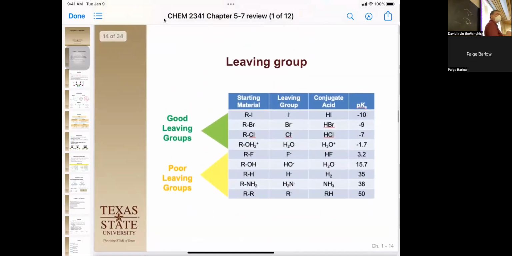Okay, this is the same chart. These are leaving group effects. Again, the weaker the base they are, the better the leaving group. Look at the pKa's. These are the conjugate acids. These are strong conjugate acids making them super weak bases. These are very weak acids making very strong bases. Makes them poor leaving groups because as soon as they leave, they'll want to react.